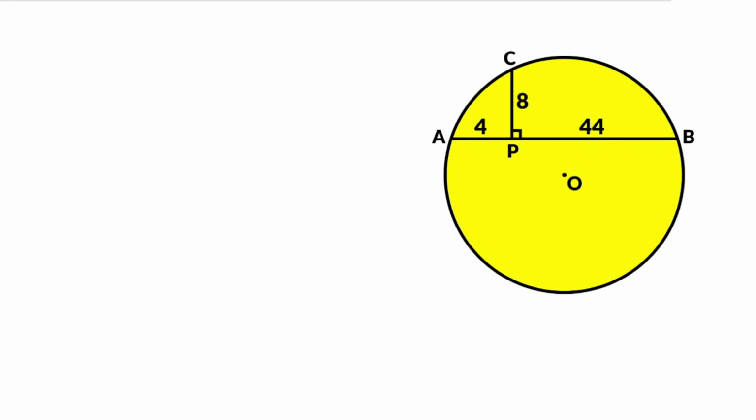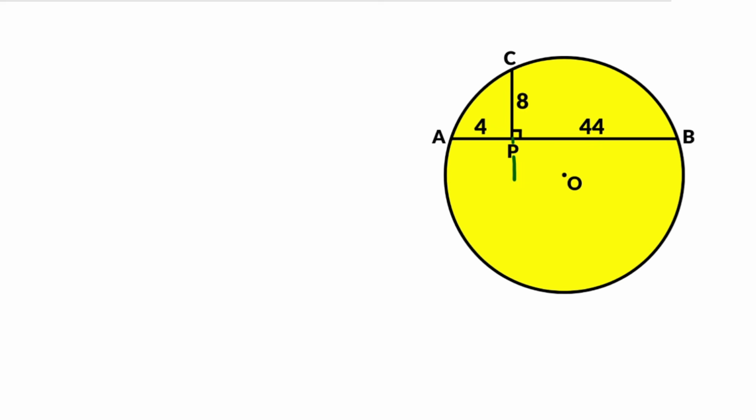Now let's look at the given measurements. Segment CP is 8 units long. Segment AP is 4 units. And segment PB is 44 units. Our goal is to find the radius of the circle. Let's begin with the first method.